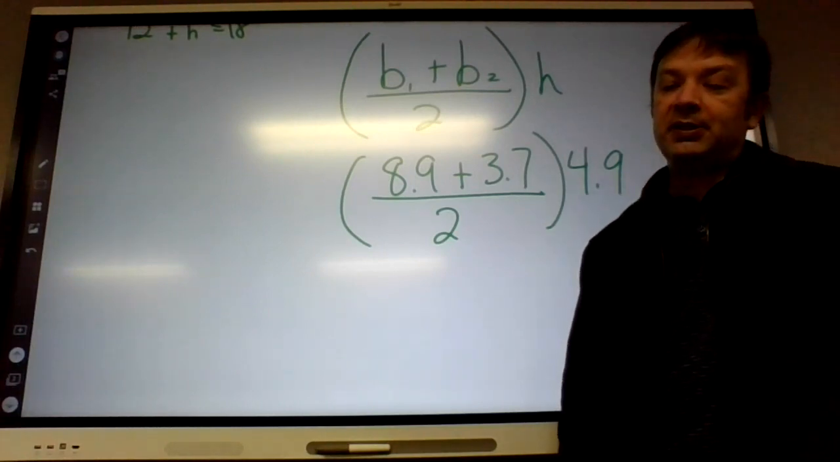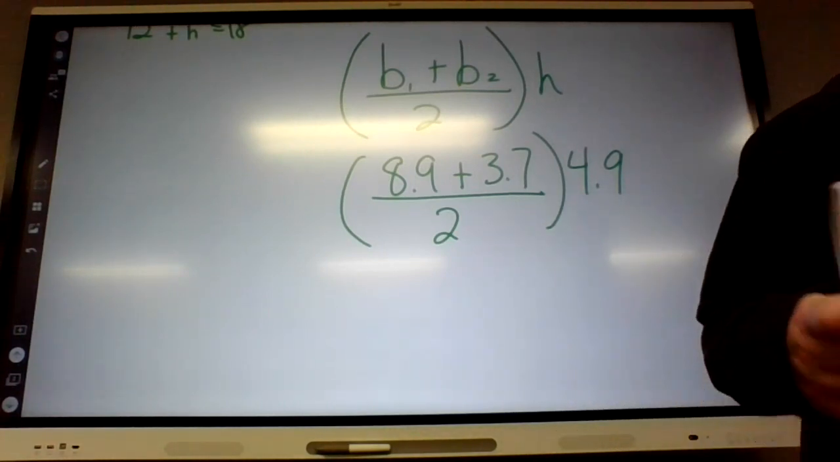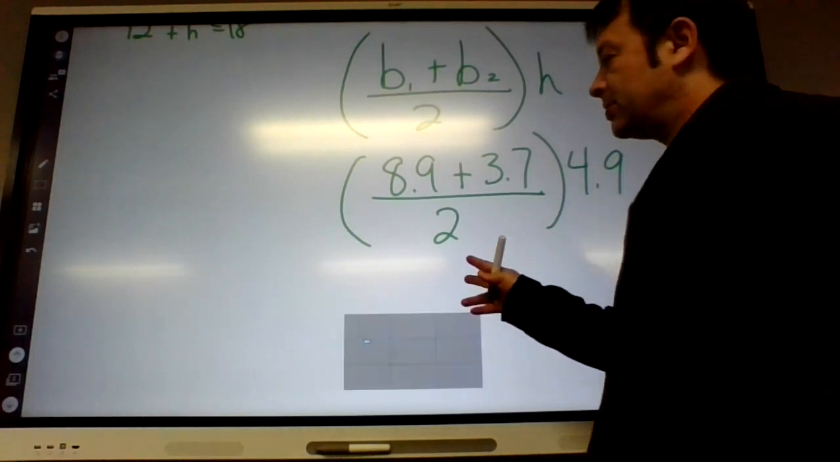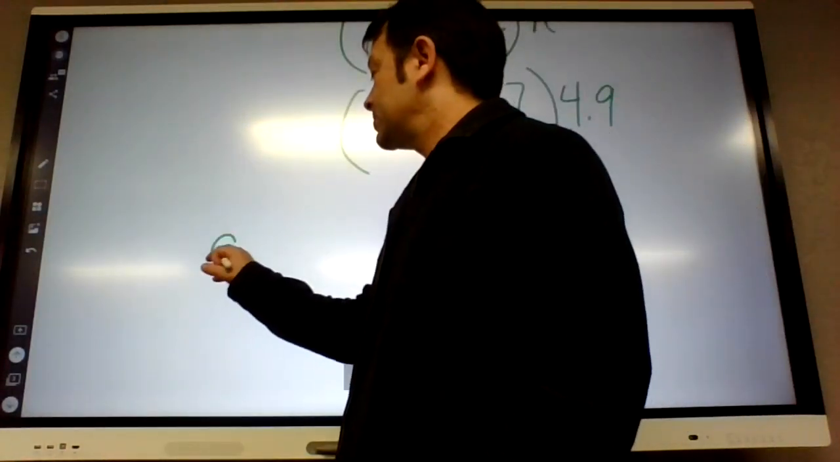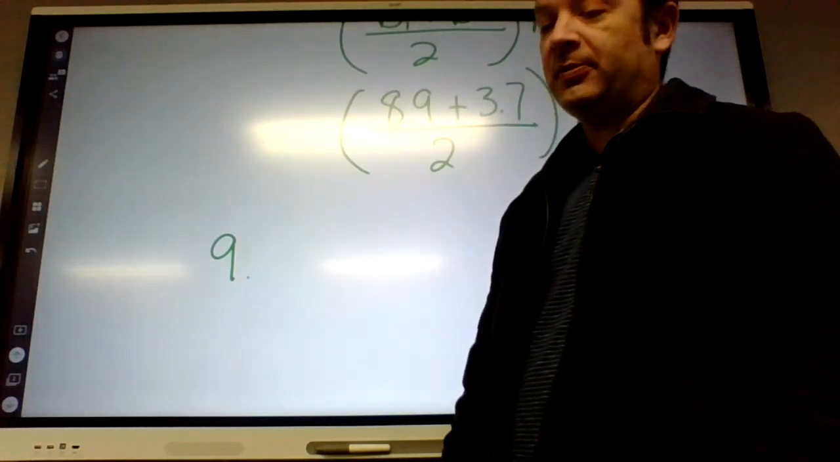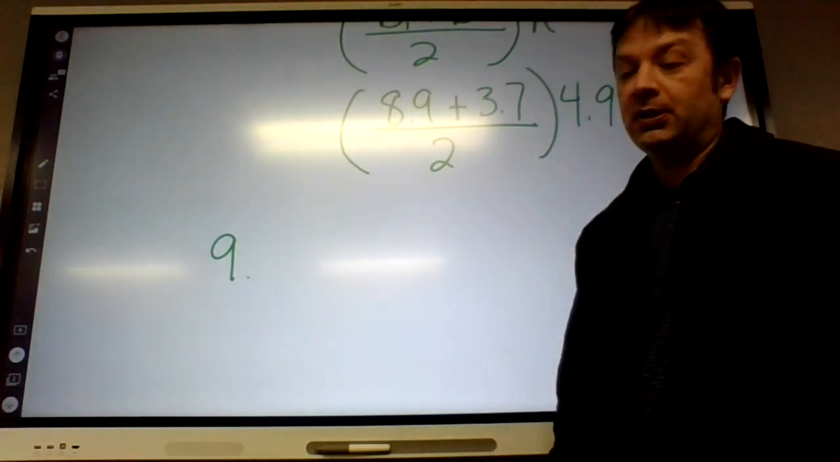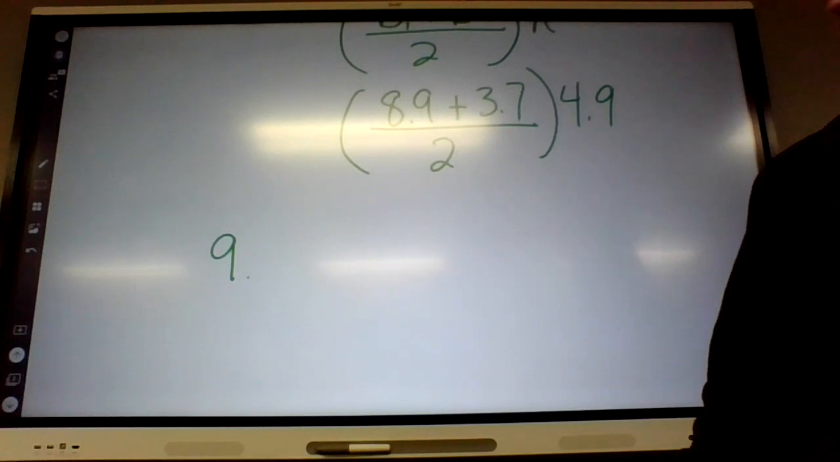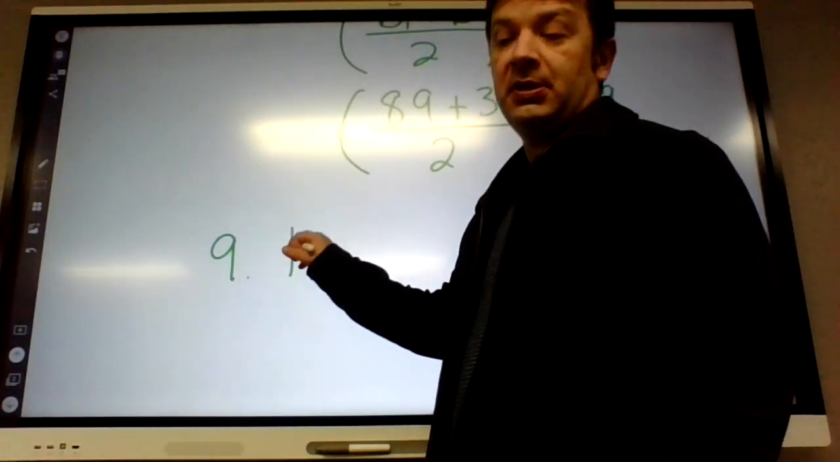Okay, on 9 it says find circumference and area. I do want to do both of those. So how do we find circumference? Diameter times pi. What's the diameter on number 9? 10. So we need to do 10 times pi.